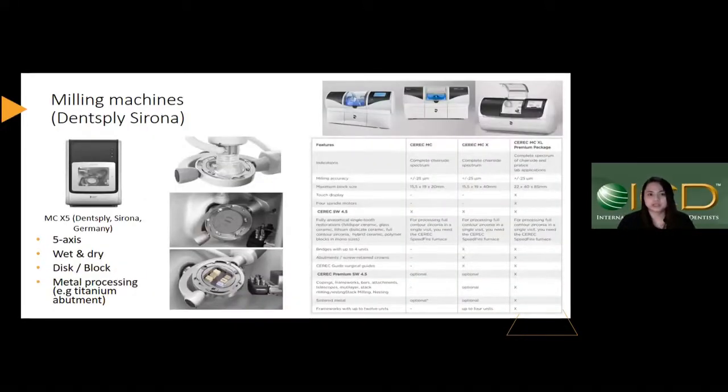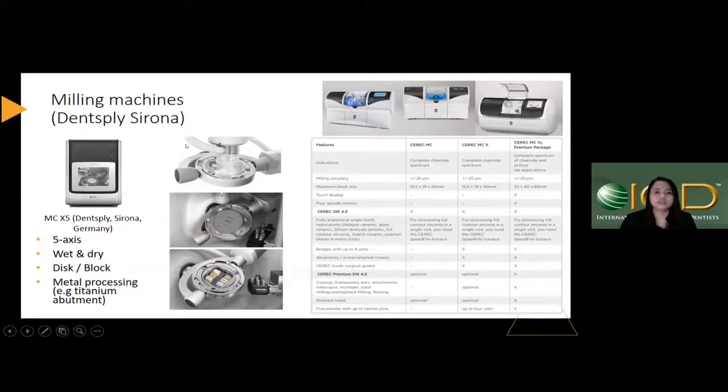Other milling machines are from DENTSPLY Sirona. They have many kinds of milling machines. This one is for chair side. These two types are for chair side, and this one can be for chair side and lab applications. The difference is only the capability of the block that they can use. This one is bigger, so there are more restoration options, like bridges up to 4 units. This one can mill frameworks with up to 12 units or other kinds of restorations.